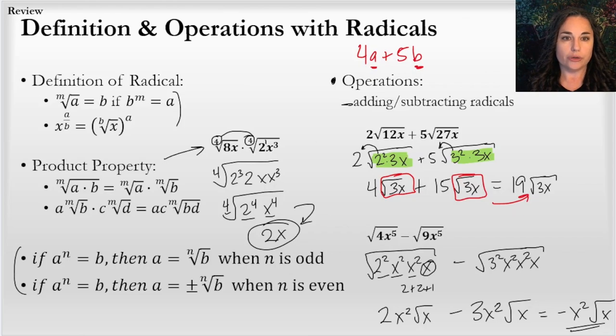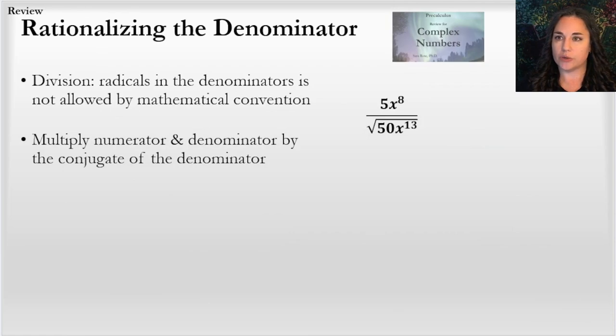So that's a review for adding, subtracting, and multiplying radicals. I know that's a good refresher. I also wanted to refresh you about dividing by radicals. By mathematical convention, radicals are not allowed in the denominator. I don't know if you remember that, but they're not allowed. So this square root down here, even if it was just like the square root of 50, not allowed. You can't have any radicals in the denominator.